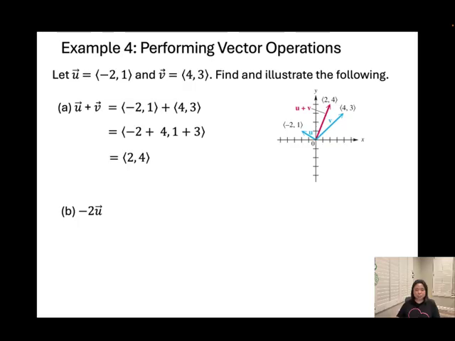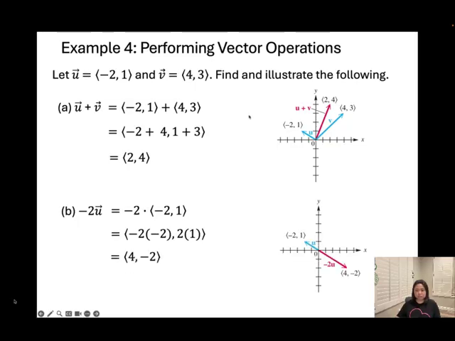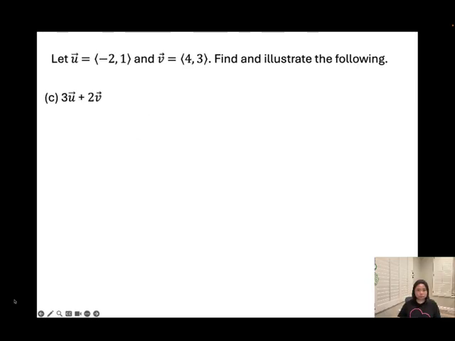Okay, B, -2 times the vector u. Distribute it. You're gonna get 4 and -2. So do the same thing. Okay, u will be -2 and 1. Since you multiply by the negative, you're gonna go in a different direction. Okay, so 4 and -2. See?